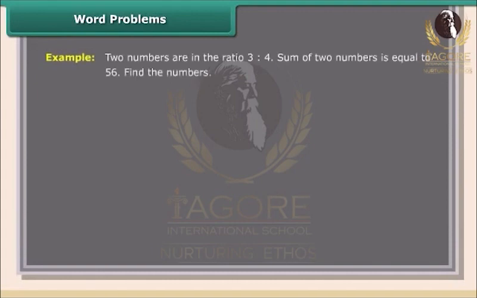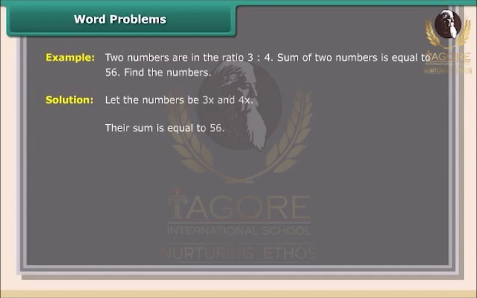Example. Two numbers are in the ratio of 3:4. Sum of the two numbers is equal to 56. Find the numbers. Solution. Let the numbers be 3x and 4x. Their sum is equal to 56. 7x is equal to 56. x is equal to 8. The numbers are 3 into 8 is equal to 24 and 4 into 8 is equal to 32.